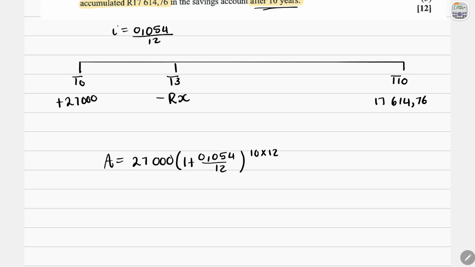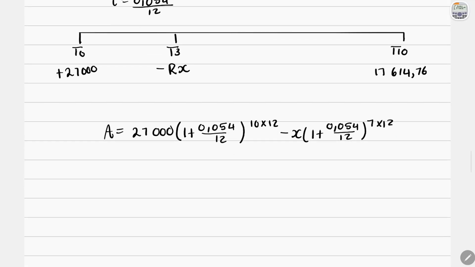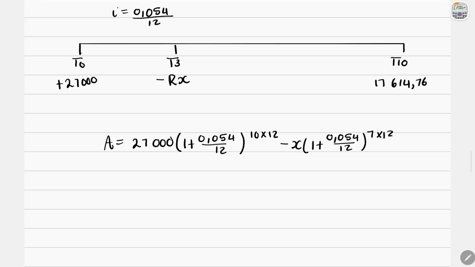Then the next thing that happens is he takes out money. So we'll say minus the amount he takes out, which is X. The interest he takes out also leaves. So we'll say 1 plus 0.054 over 12 raised to the power of. Now, how many years worth of interest is this money losing? It left the account at T3. So that is 7 years worth of interest, 10 minus 3. So that is 7 years multiplied by 12. Okay, so this is what our timeline looks like. And this is the calculation.